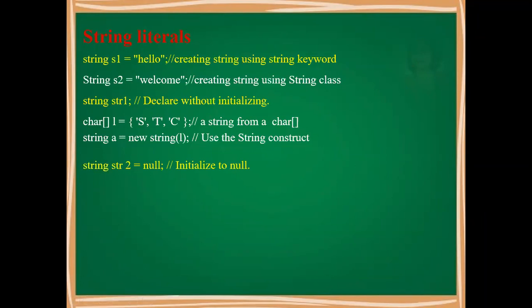This is another type of declaration of string. String str2 is equal to null. So we do not want to initialize it, or sometimes we are required to free up the memory. So we are assigning string 2 as null. String 3, that we can also assign System.String.Empty. That will tell the memory this string doesn't hold any value yet.